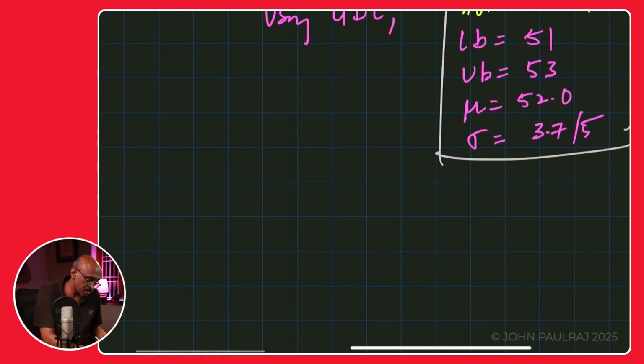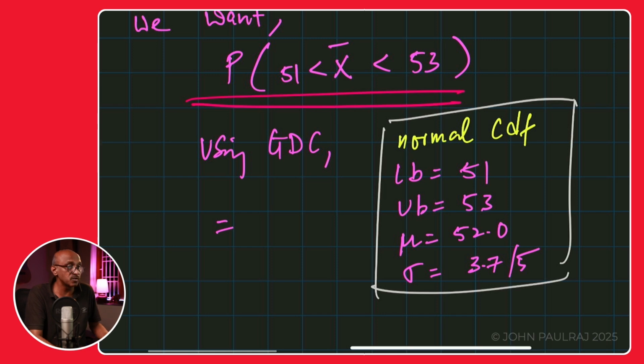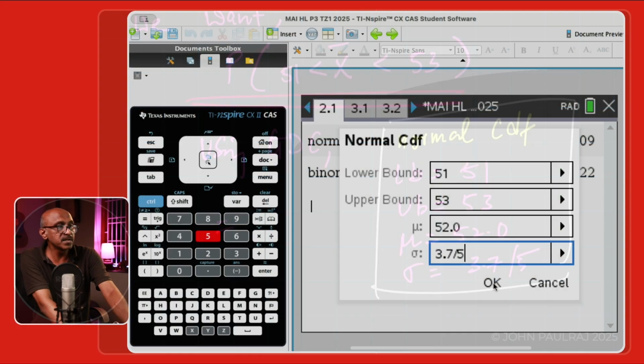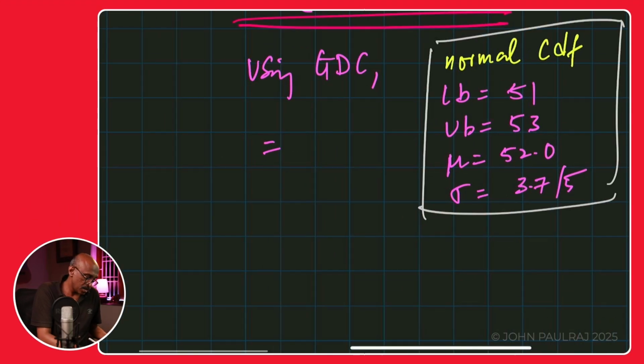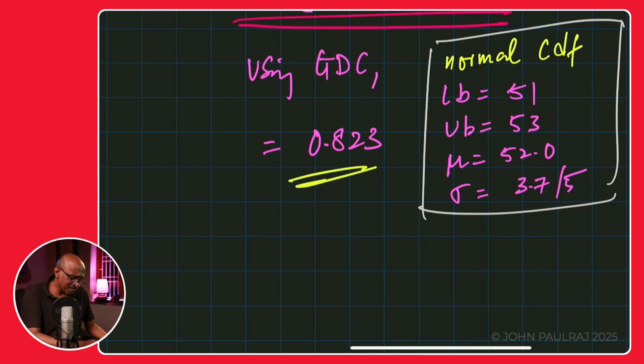Now using the GDC, the probability that we're looking for comes out to be, what is the probability now? This is working out to 0.823. Can you see that? 0.823. Let's just copy that down. This is then 0.823. So I hope this helped in understanding.